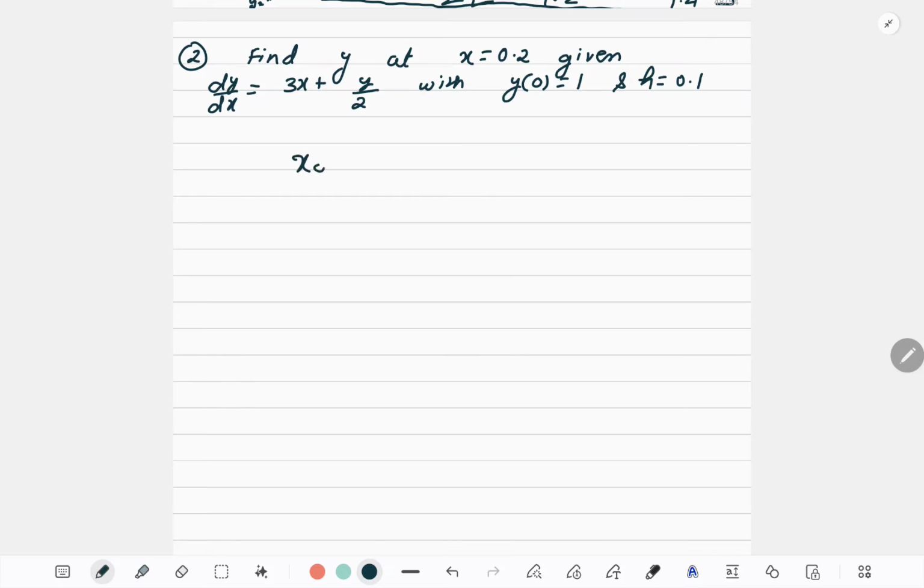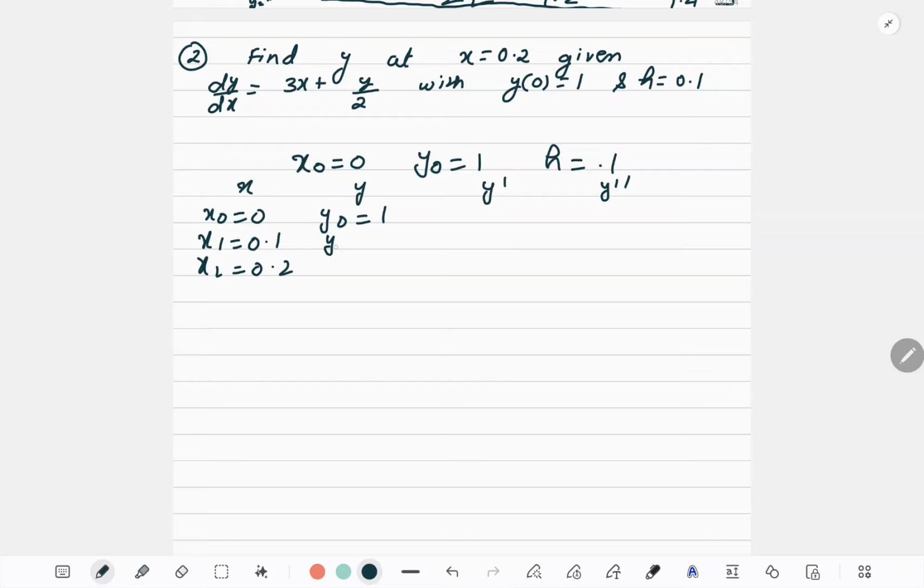So what is given? x0 is equal to 0, y0 is equal to 1, h is equal to 0.1. So I have to find out y at 0.2, which means again it will go to 2 stages, right? So when I am doing 2 stages, you can make the table x, y, y dash and y double dash. So x0 is equal to 0, y0 is equal to 1, x1 is equal to 0.1, x2 is equal to 0.2, right? So we will be filling up this table, right? So now let us start with the first stage. So when I am starting with the first stage, what is the first thing I have to do?